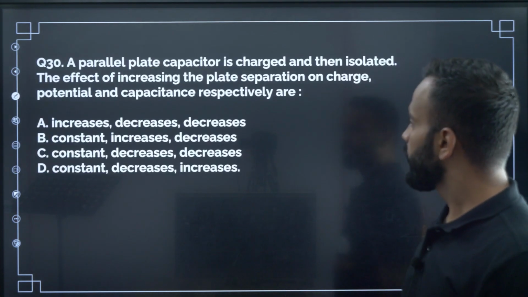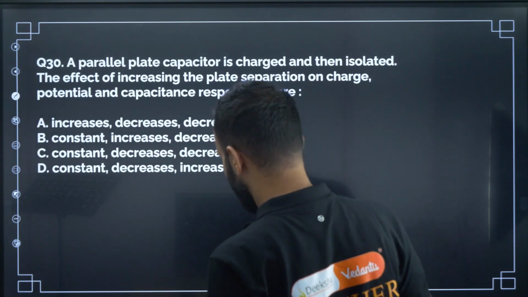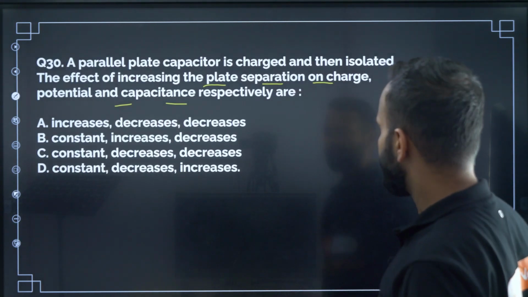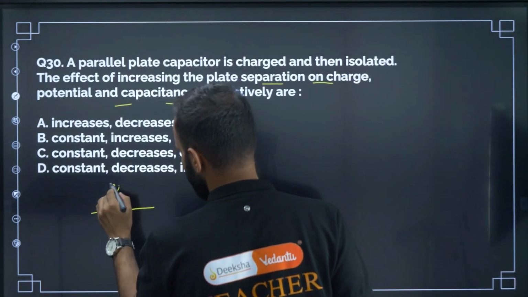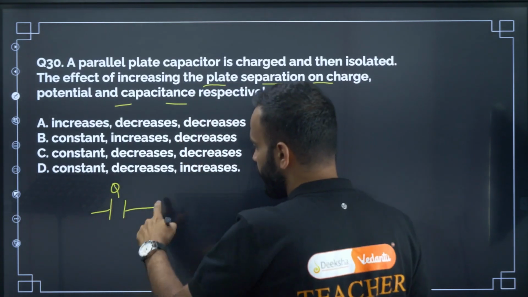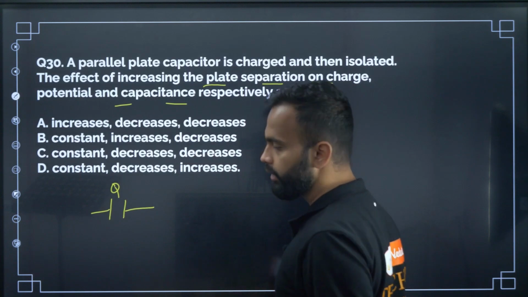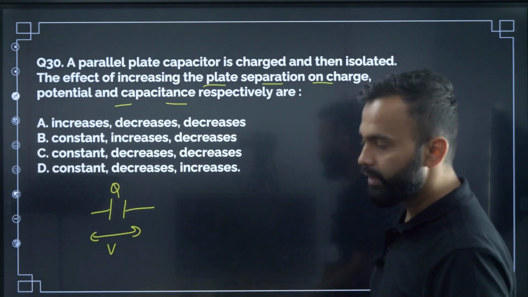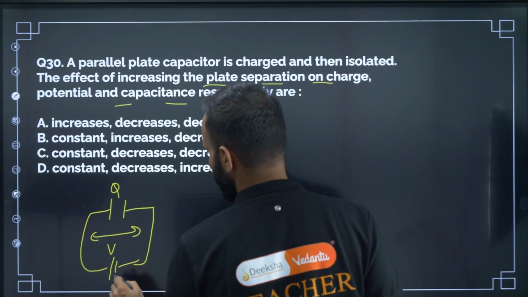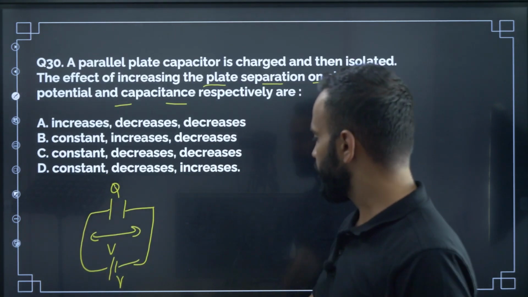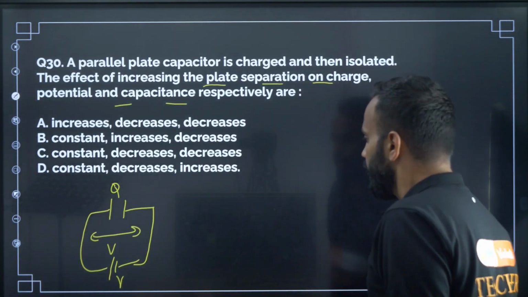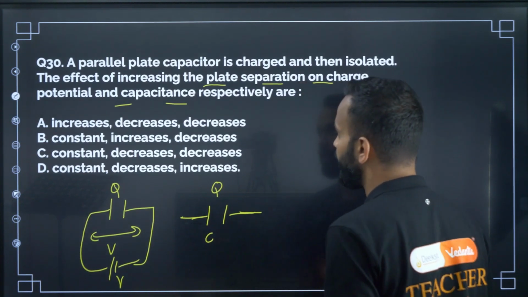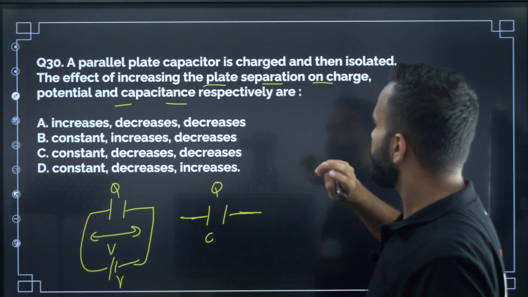Question 30. A parallel plate capacitor is charged and then isolated. What is the effect of increasing the plate separation on charge, potential and capacitance respectively? Okay, so this is the capacitor. It is charged by the amount Q, by applying the potential difference V. Initially, it is connected to the battery, EMF of the cell V. Now it is disconnected. Charge on the capacitor is Q and capacitance is C. Disconnected and isolated, right?